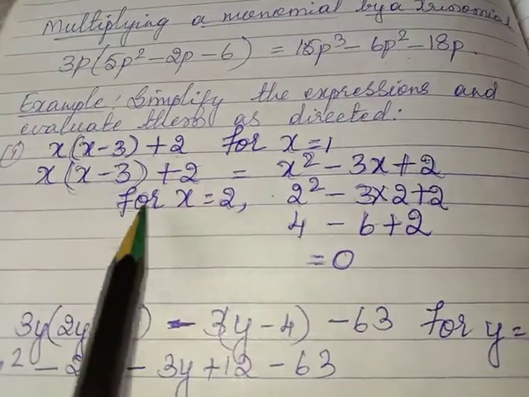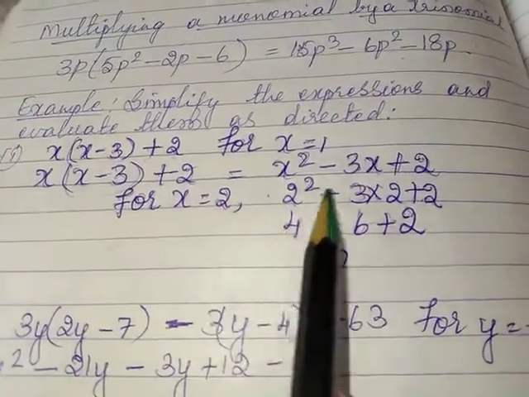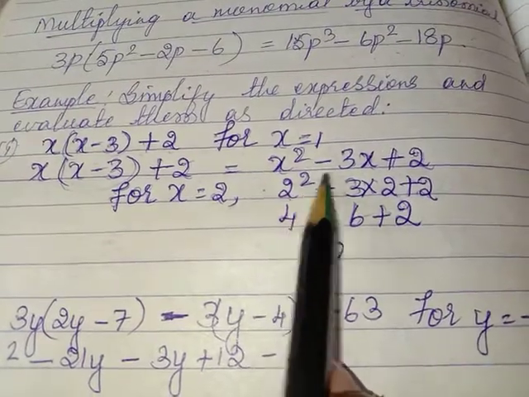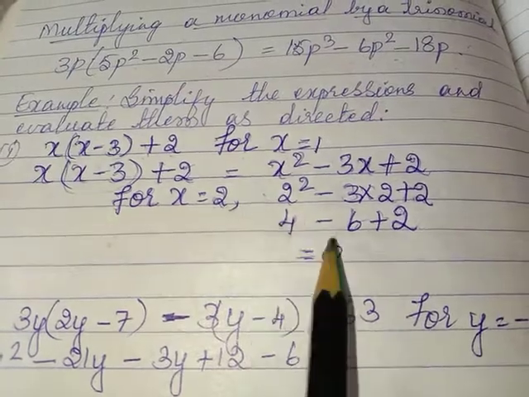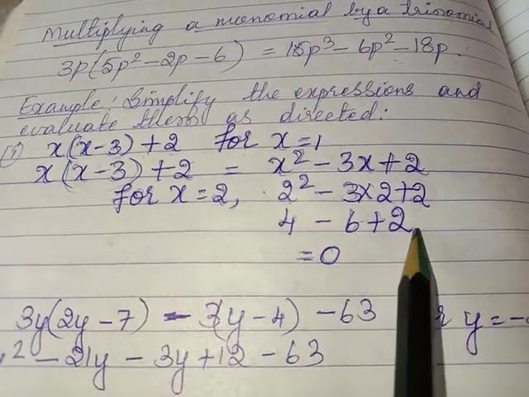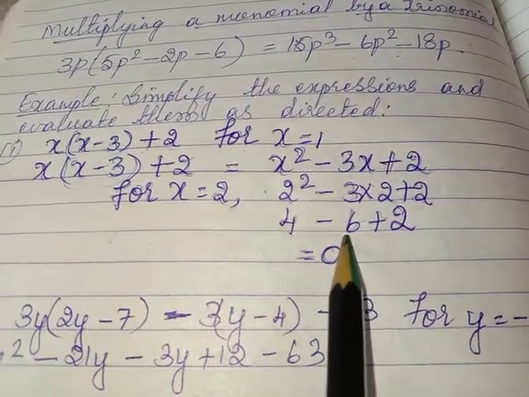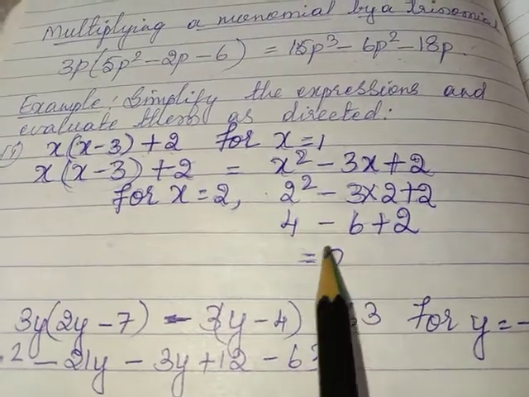Okay. For x is equal to 2, you have to substitute x is equal to 2. 2 square minus 3 into 2 plus 2. 2 2s are 4 minus 3 2s are 6 plus 2. 4 minus 6 is minus 2 plus 2 is 0.